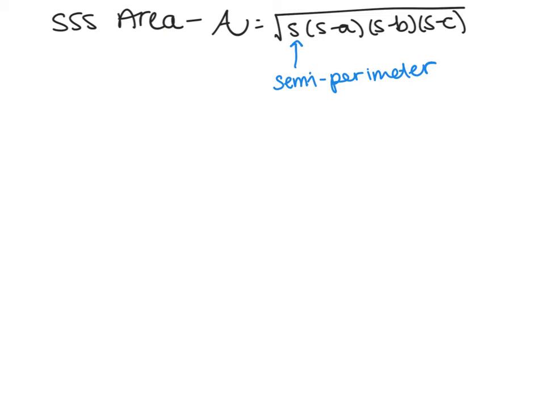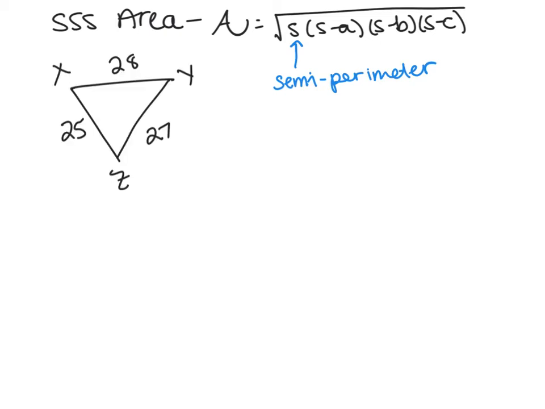So for this problem, first off, it helped if I drew the triangle. So we have our three sides. The first thing we need to find is our semi-perimeter. So for that, just add up 25 plus 27 plus 28. Again, perimeter of the triangle. Divide it by 2, and that gives us our S value. So type that in. So our semi-perimeter in this case is 40.